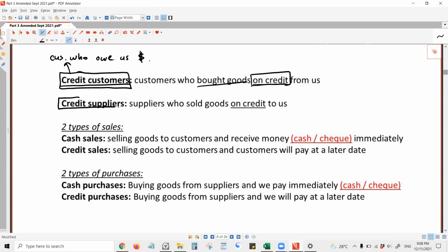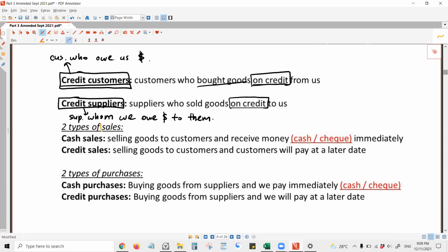On the other hand, if you owe money to a particular supplier, you will describe the supplier as a credit supplier. So you write: suppliers whom we owe money to. Because we buy goods on credit from these suppliers, we owe them money. You call these suppliers credit suppliers. Now, a few more terms to understand.